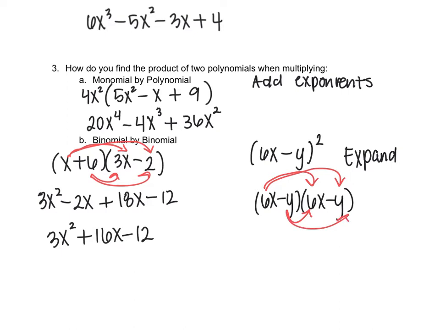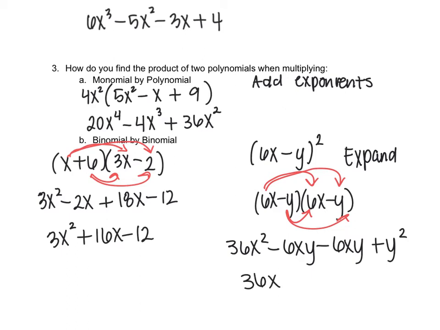So 6x times 6x is 36x squared. 6x times negative y is negative 6xy. And then negative y times 6x is negative 6xy. And then negative y times negative y is positive y squared. Combining our like terms, we get 36x squared minus 12xy plus y squared.